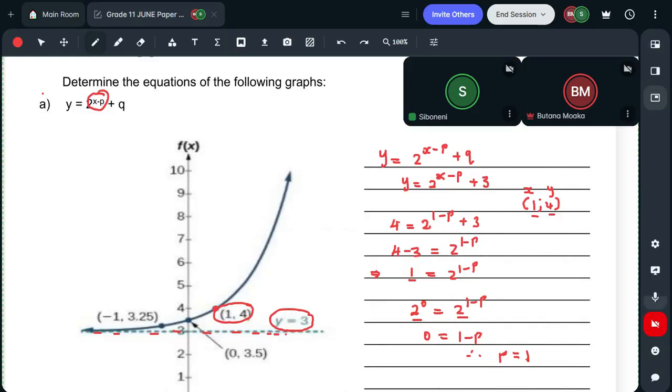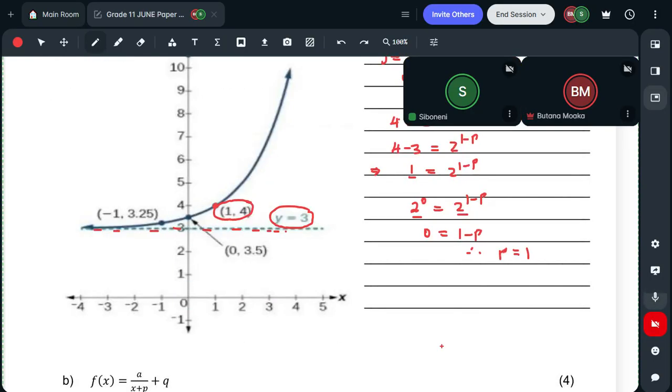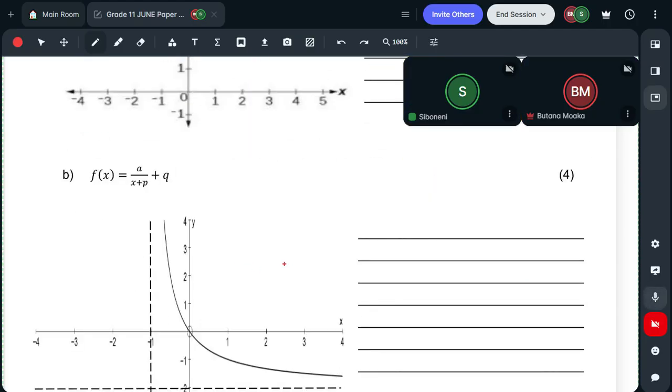Yes. Then you go back to your equation, you substitute everything this time. So this is y equals 2 to the power x minus p, which is positive 1, then we add 3. So this is the equation of that graph. Easy maths.